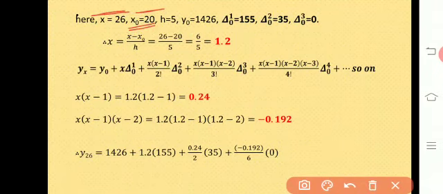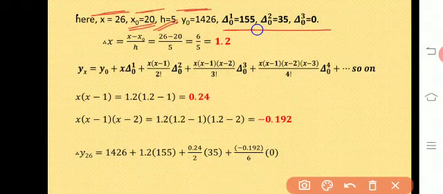Now the difference between two successive ages is 5 and it is nothing but h. The first premium in the column y is 1426, so y0 equals 1426. And these leading difference values are available in the previous table: delta 0 raised to 1 is equal to 155, delta 0 square is 35 and delta 0 raised to 3 is 0.